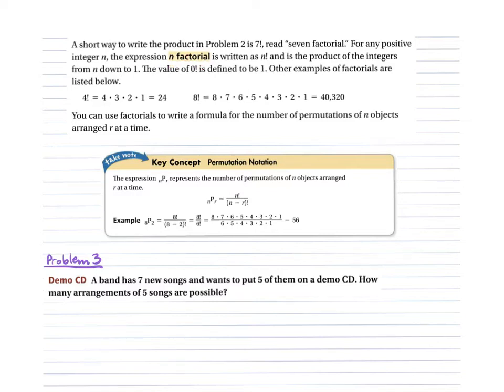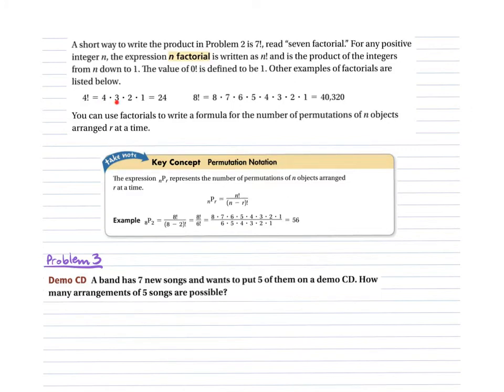The expression n factorial is written as n exclamation point, and it's the product of these integers from n all the way down to 1. And just a side note, 0 factorial is 1. You can think of that as how many ways can you arrange nothing? 1 way, nothing. And then here are some other examples.